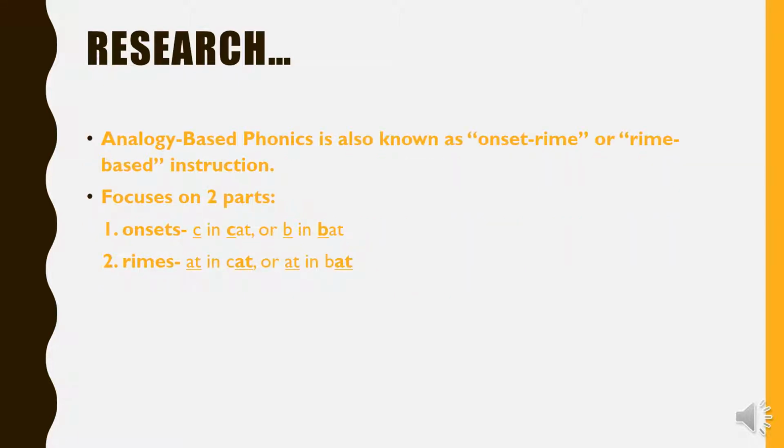Analogy-based phonics is also known as onset rhyme or rhyme-based instruction. An onset is the initial consonant or consonant blend at the beginning of a word. A rhyme is the ending segment of a word, begins with a vowel, and includes all the following letters of that syllable.